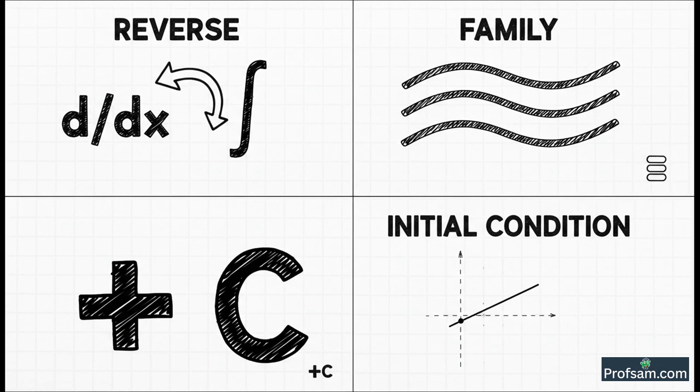So let's do a quick recap of the most important points. First, and most importantly, integration is just the reverse of differentiation. Second, when you find an indefinite integral, you're not getting one function, you're getting a whole family of them. Third, to represent this family, you must always remember to add plus c. And fourth, if you're given an extra clue, an initial condition, you can use it to find the exact value of c and nail down one specific function.